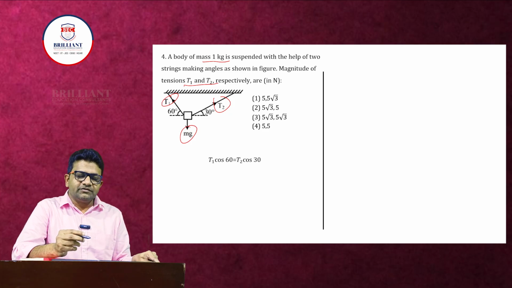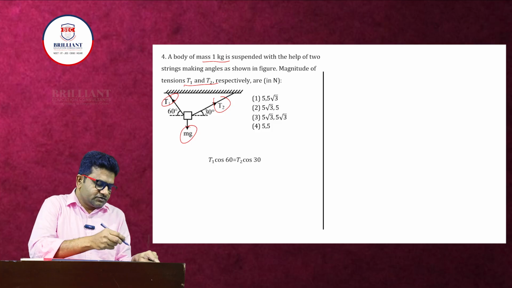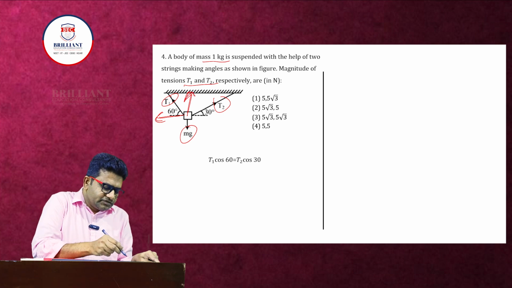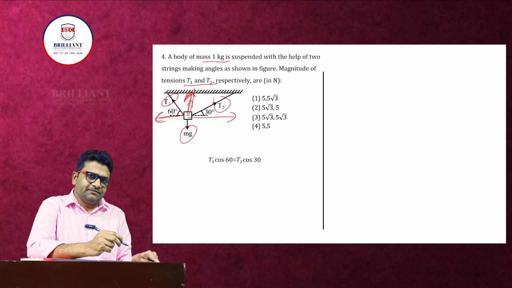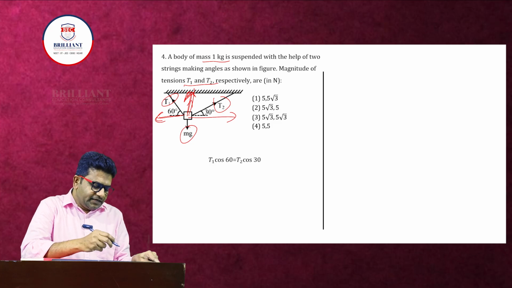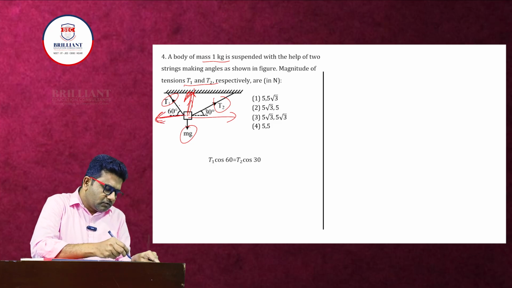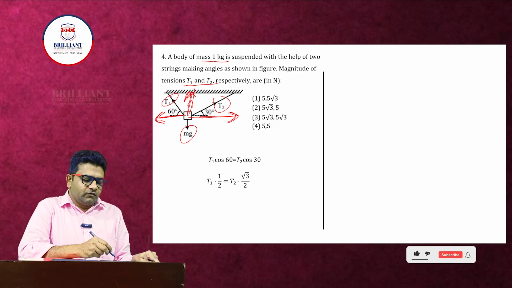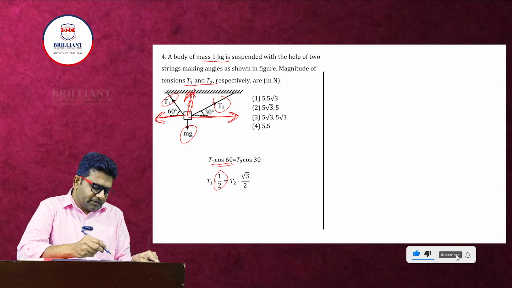Here also we have to resolve the forces. T1 cos 60 in the horizontal direction and T1 sin 60 in the vertical direction. T2 cos 30 is here, and T2 sin 30. By equating the horizontal components, T1 cos 60 is equal to T2 cos 30. So we get T1, with the value of cos 60 equal to 1 by 2 put here, and cos 30 equal to root 3 by 2 put here.